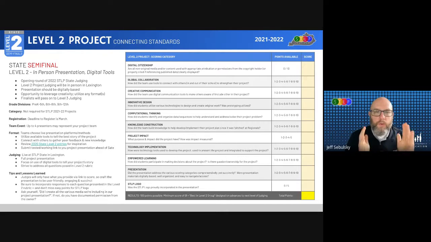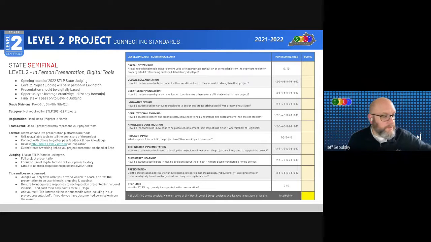Level 2 will be in person. What that's going to look like, what kind of space we're going to have, we have some pretty big, exciting ideas for that. We'll share that with you when we get to December and we get done with regionals, and probably the first of January, we'll start sharing out those plans.